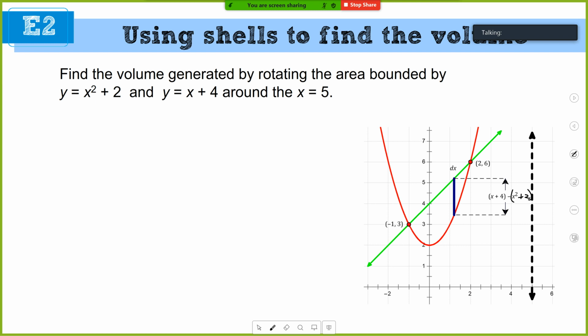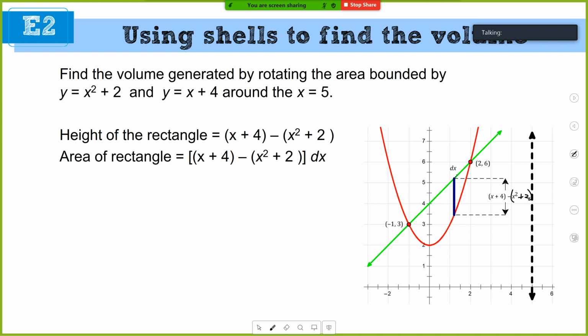Good, let me stop you for a second. The height of the rectangle would be what you just said, because it's top minus bottom. Good, okay, and how wide is that rectangle? dx. Perfect. So again, if I didn't have it listed in the picture, it would be top minus bottom, green minus red, x minus 4 minus parentheses x squared plus 2. And its width is dx, and so we have the area of the rectangle.